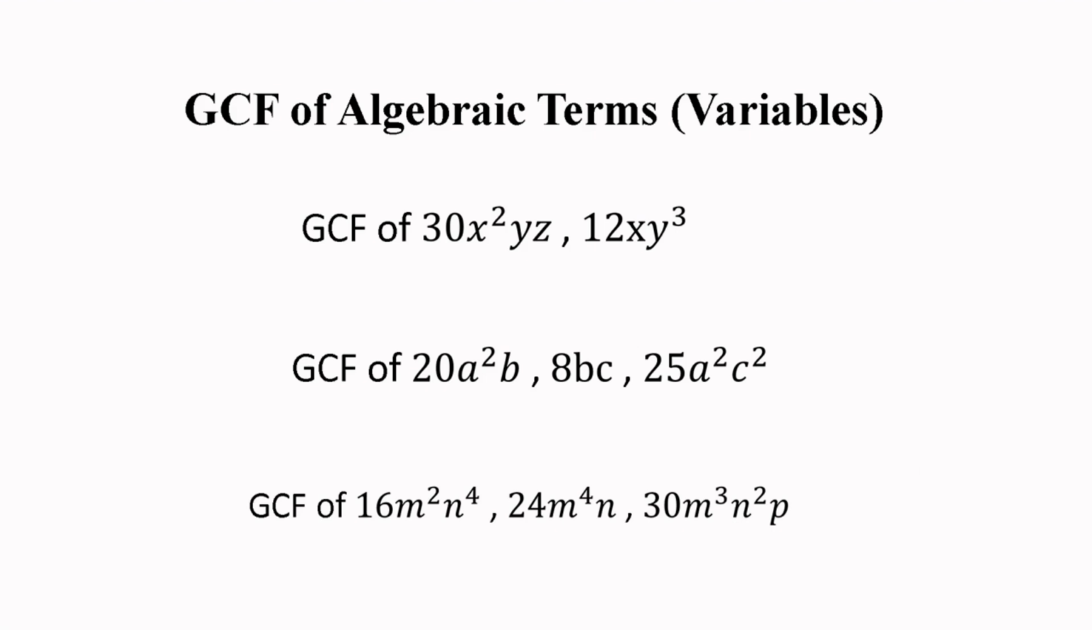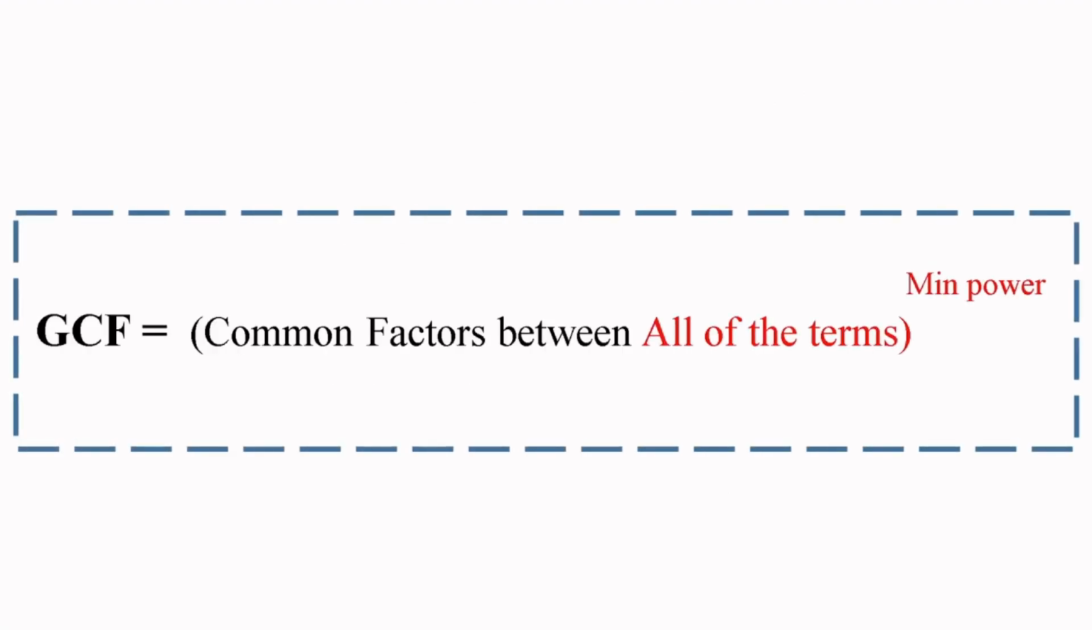In this video, we are going to learn how to calculate GCF of algebraic terms. It means in addition to having numbers as coefficients, we have variables with different powers. Before we start solving examples, it's important to get familiar with the formula that we are going to use for calculating GCF, which is equal to common factors between all of the terms with the minimum power.